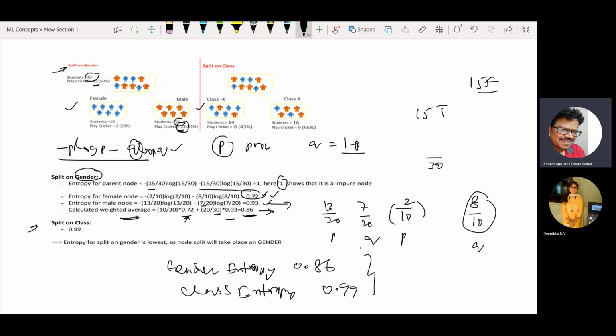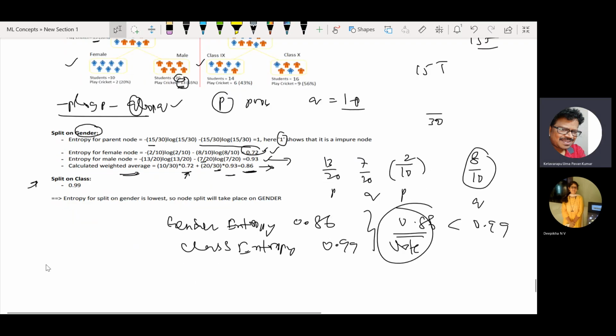Now what is our analogy, friends? If the entropy is lower, then you have to select that. What is the lower here? 0.86 is less than 0.99. So we have to vote for this. Okay. So likewise, friends, entropy of split is lower for gender. So the split must be placed around the gender.